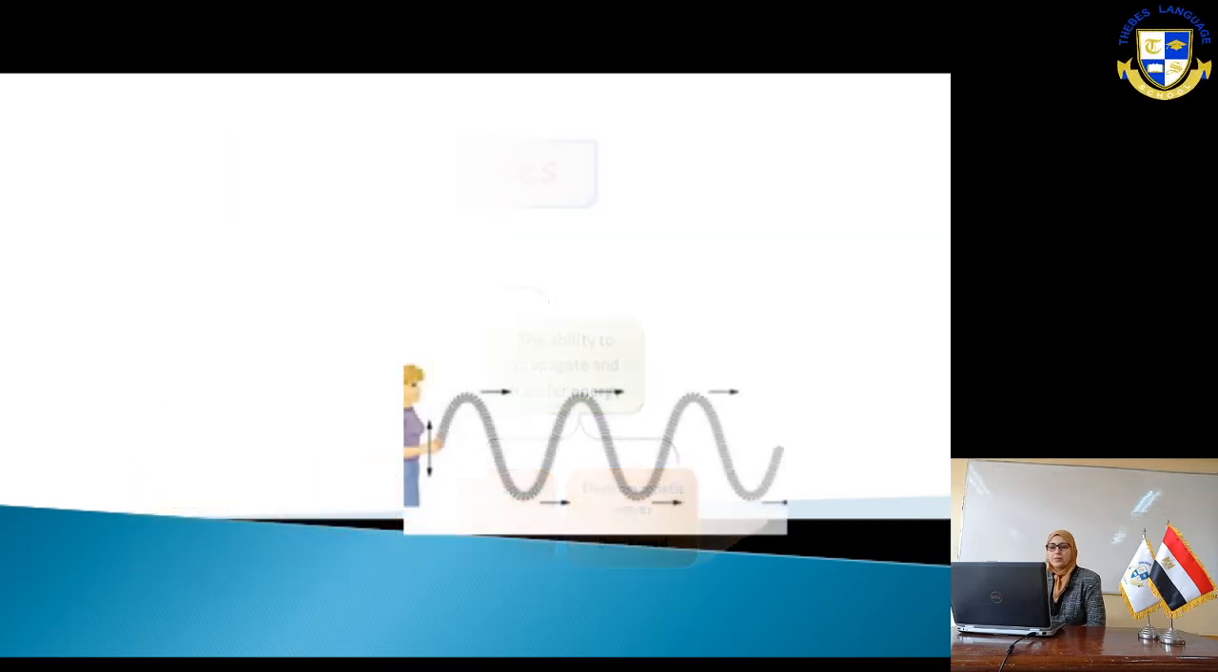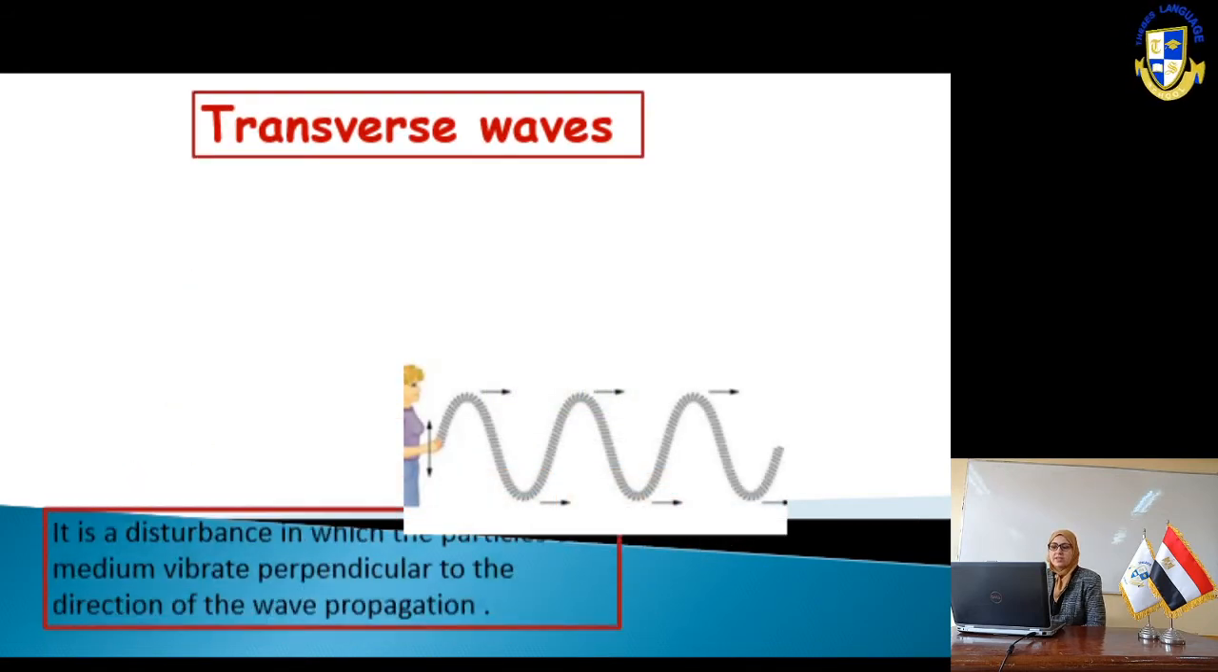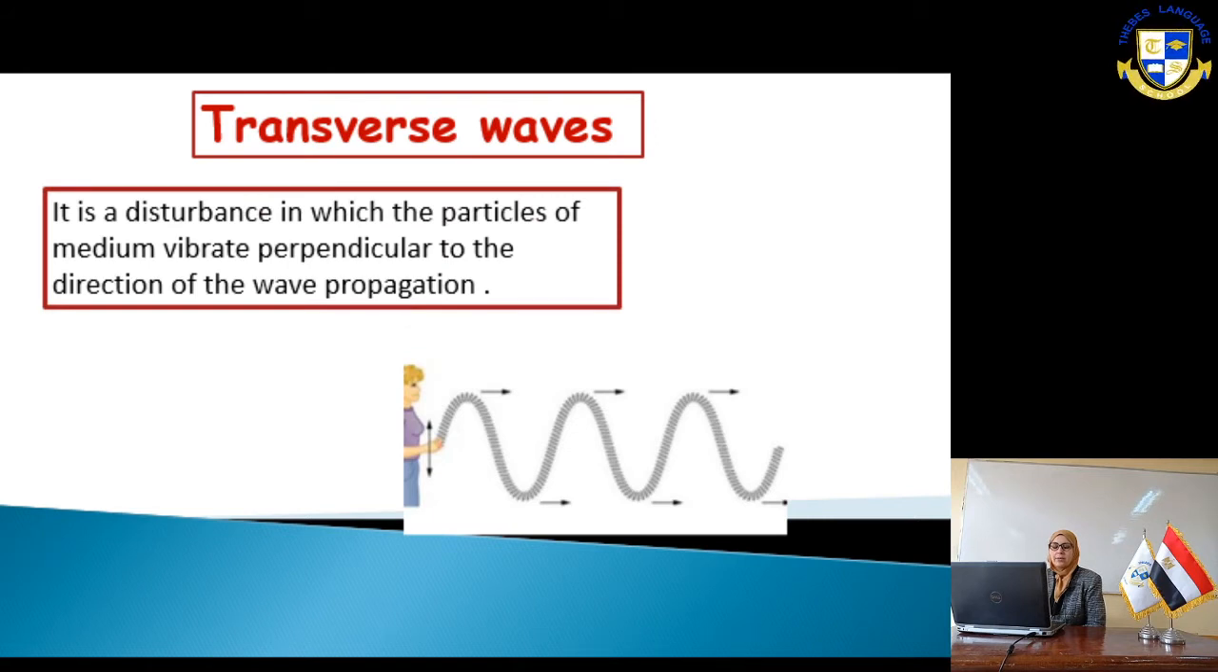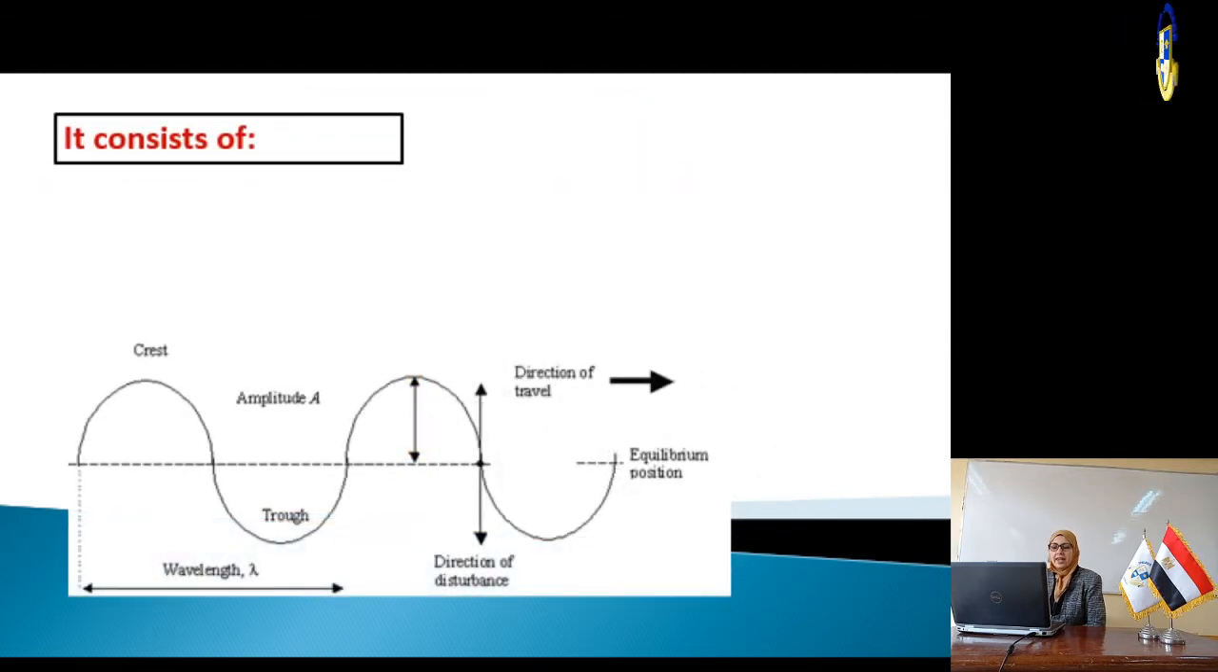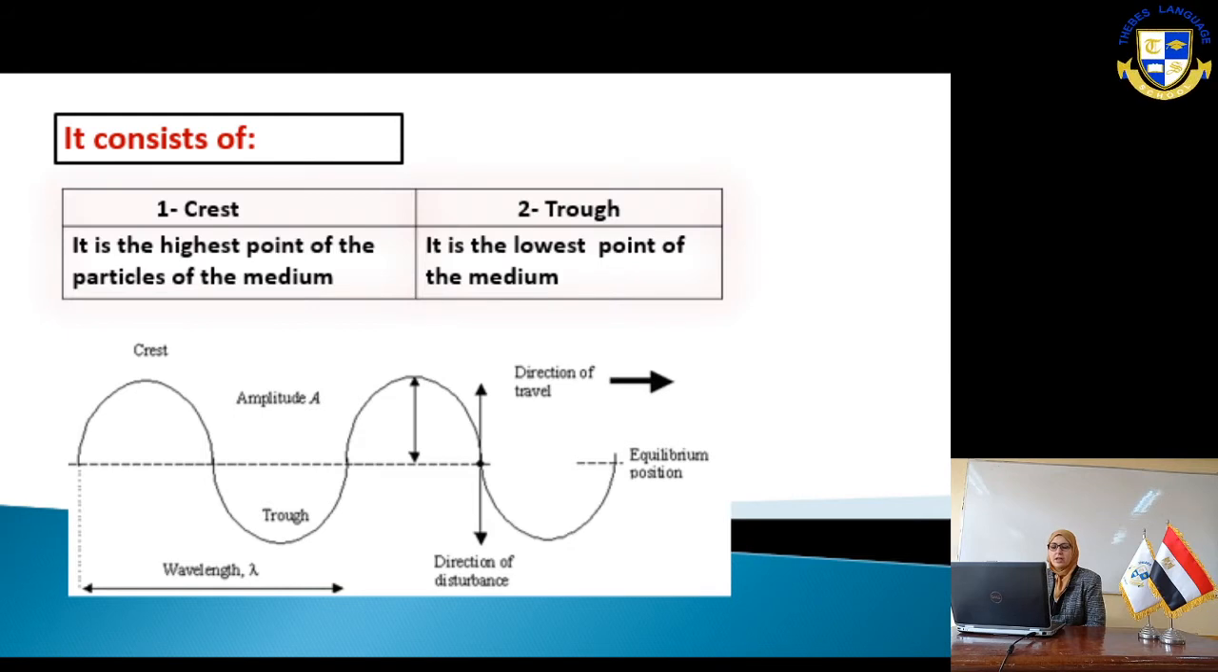Slide number 4. Transverse wave. It is a disturbance in which a particle of the medium vibrates perpendicular to the direction of the wave propagation, as shown here in the figure. It is called a transverse wave. Slide number 5. It consists of crest and trough. What is the crest? It is the highest point of the particle of the medium. What is the trough? It is the lowest point of the medium. As shown here in the figure, we can see the crest, it is the highest point, and down we can see the trough.